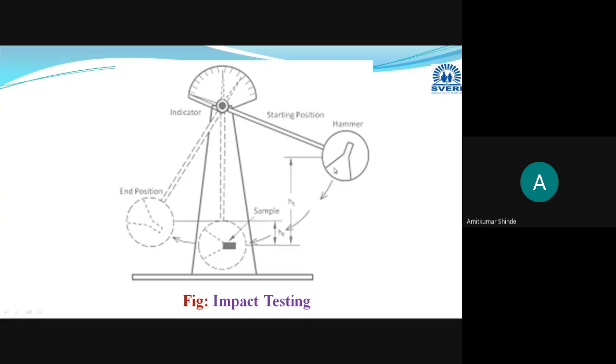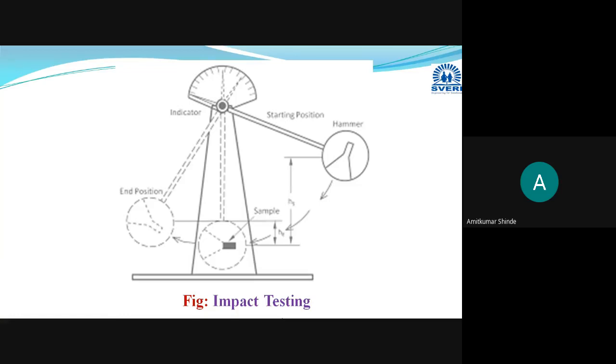In the first stage, before conducting the impact testing, you have to prepare the specimen in the given standard dimensions. Here you can go for the Izod impact test or Charpy impact test, but generally for plastic materials we are using the Izod impact test. Izod impact test we are generally using here.